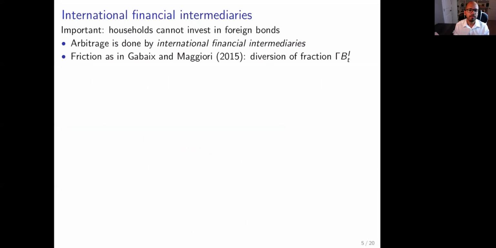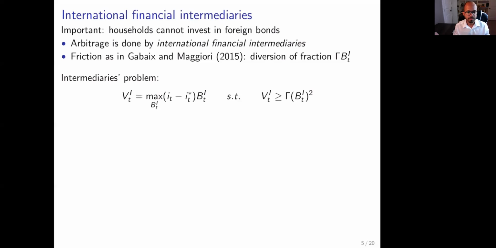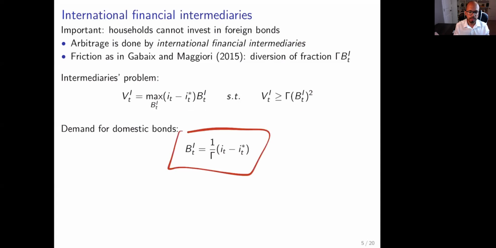Importantly, households cannot invest in foreign bonds in this economy. We introduce international financial intermediaries that do arbitrage across different countries. These intermediaries are subject to a friction as in Gabaix and Maggiori, where they can divert a fraction of the amount that they borrow to invest in domestic bonds. This is the problem that intermediaries face. They want to maximize the profits of this operation subject to the financial friction. This leads to a very simple demand function for domestic bonds.